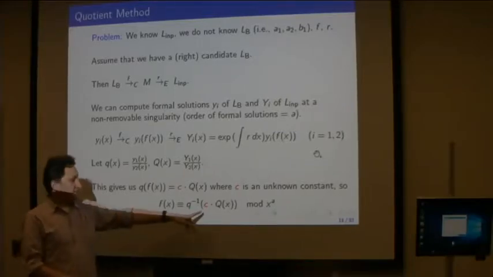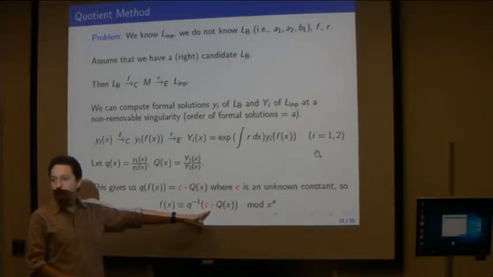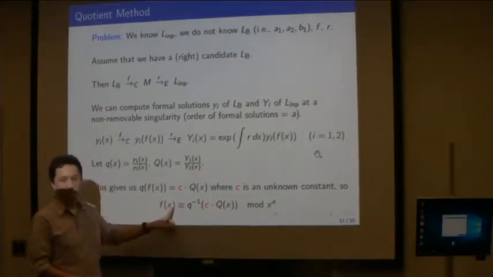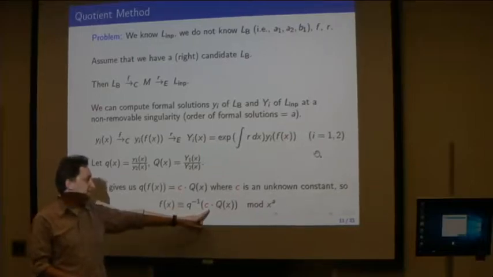But here we have a problem. This constant is a problem now. If we had this constant, then we could recover this pullback function. But now this is a problem.